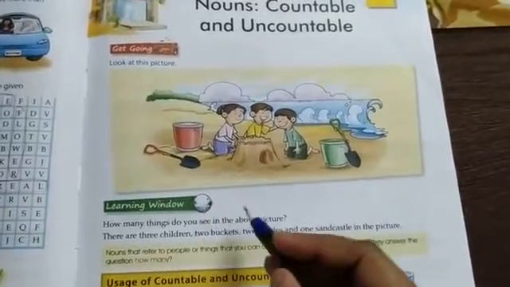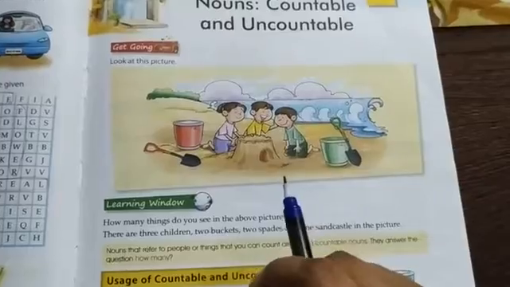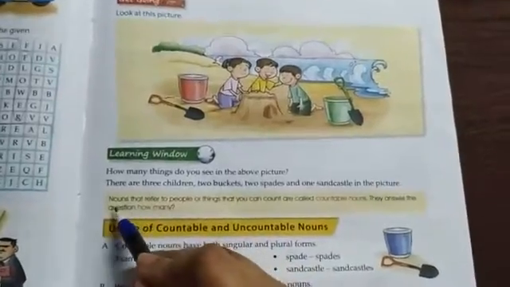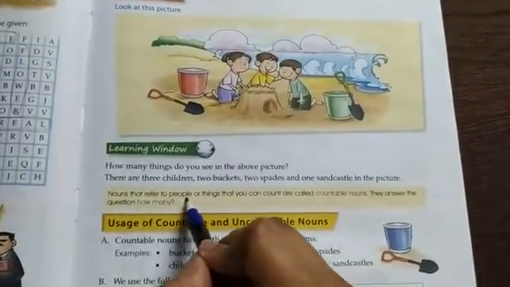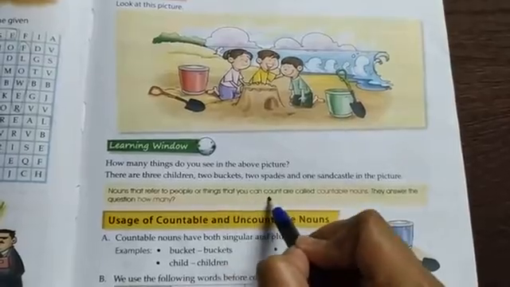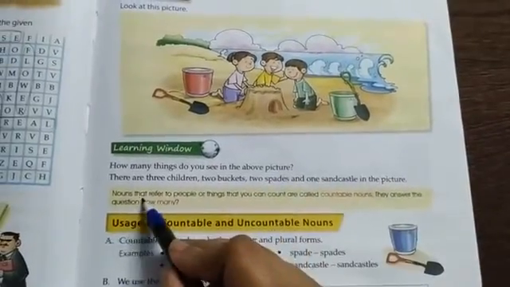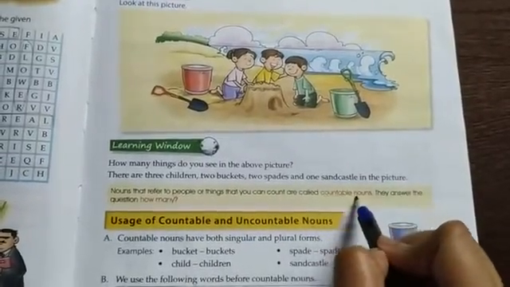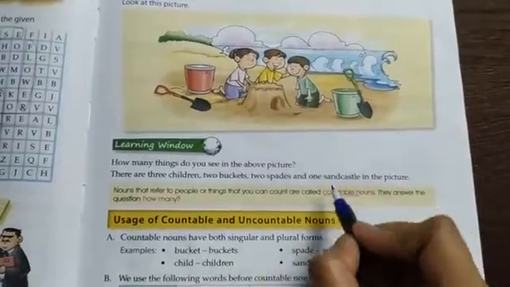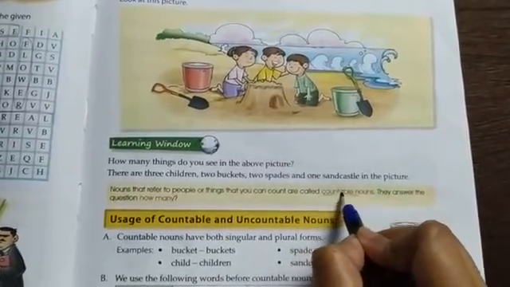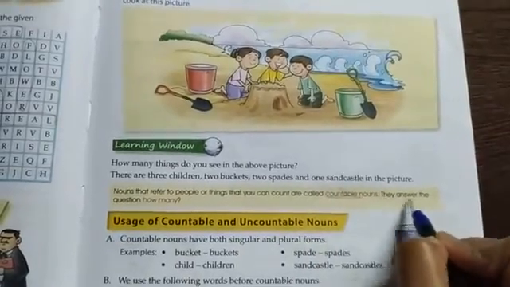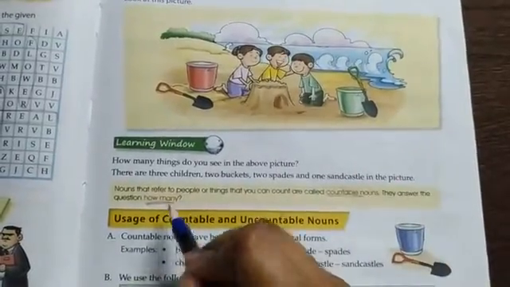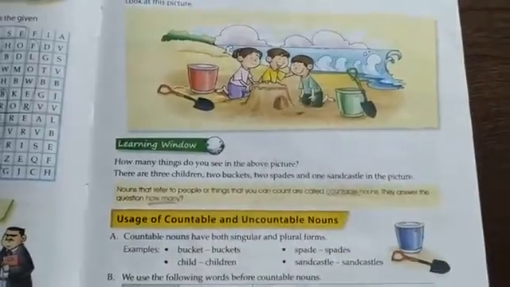So there are a few things that you can count in numbers, whereas there are a few things that you cannot count. So today we will learn about that. See, nouns that refer to people or things that you can count are called countable nouns. What are they called? Countable nouns. Just like the name, it can be counted, so it is called countable. They answer the question how many. So if the question is asked how many children are there, what will you say? There are 3 children, 1, 2 and 3.